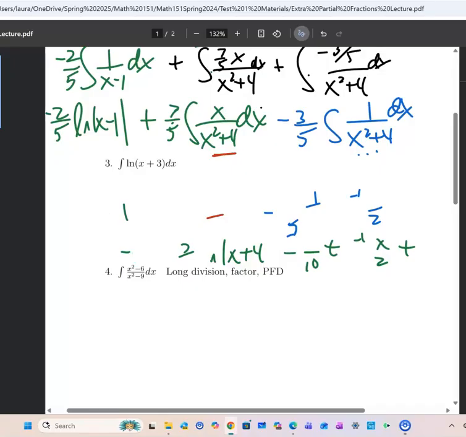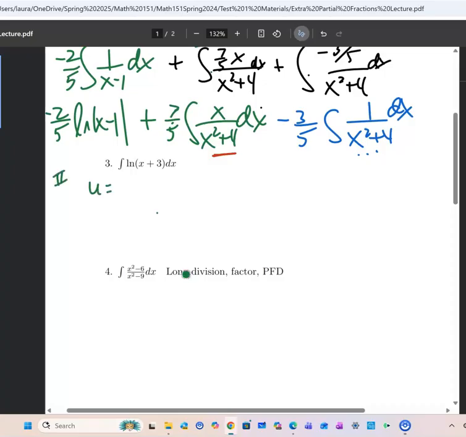I think this is just parts, integration by parts, where you let u equal the ln because you know how to take the derivative of this. So I call this type 2 of parts. So let's let u equal ln of x plus 3, and the dv is just dx. So v is x, du is 1 over x plus 3. All right, so let's do it.